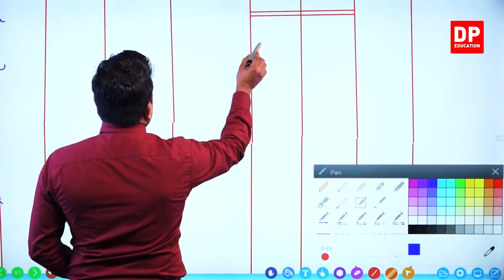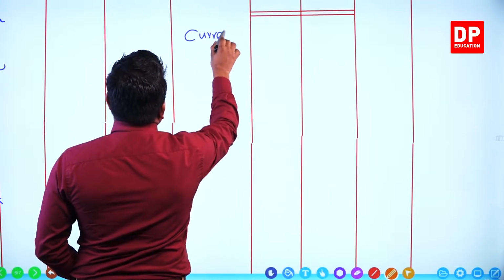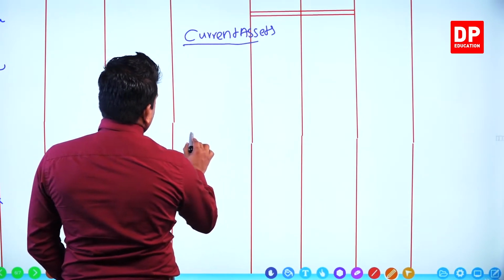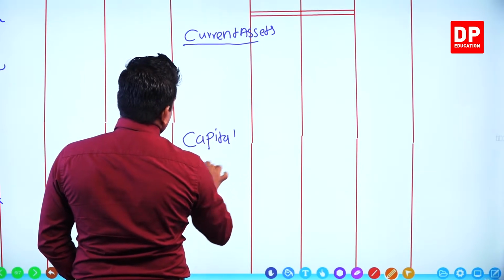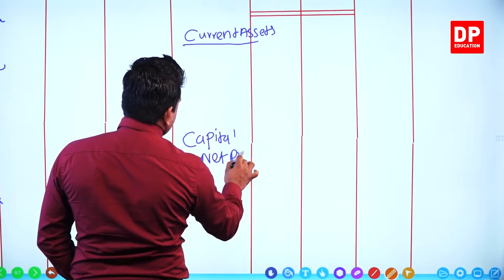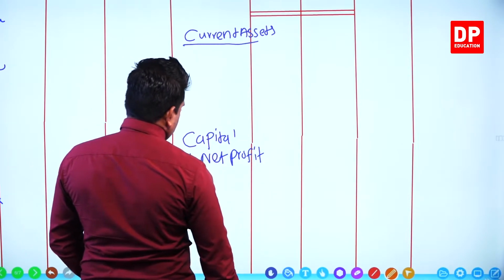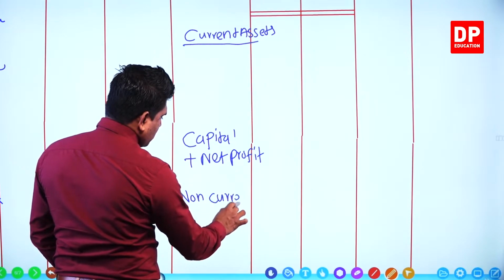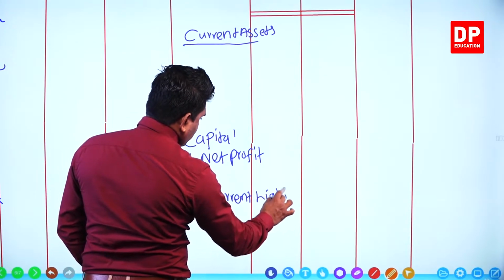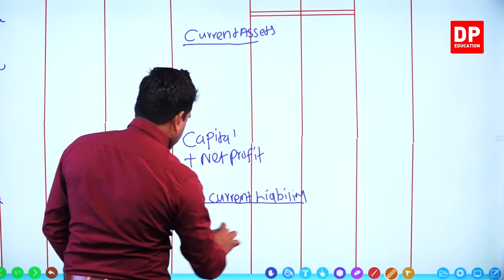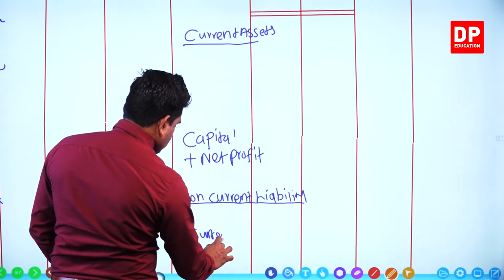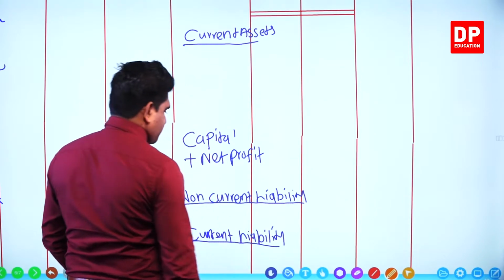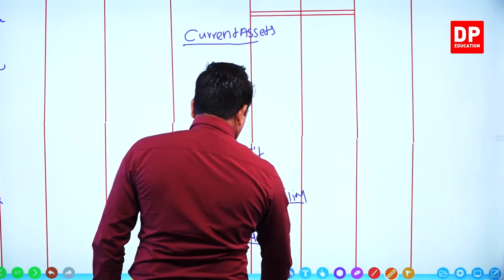Here current assets, that area. Current assets. Then capital. Capital plus net profit. Then non-current liability. After that, current liability. Okay. Now we move to the question.